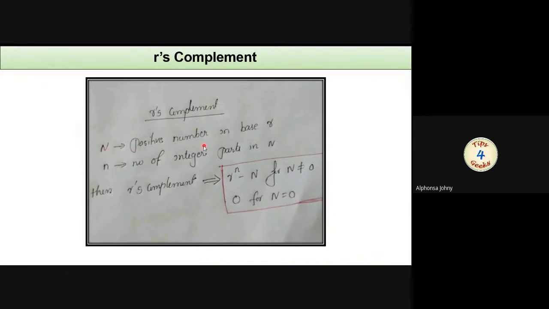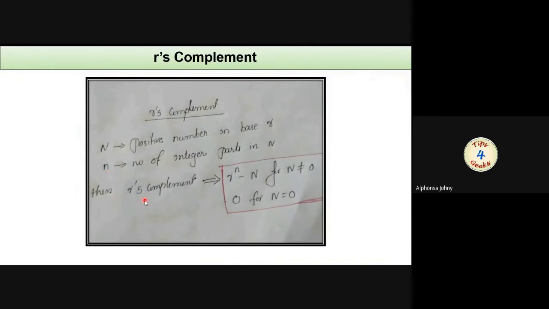Let N be a positive number in base R, where R is the radix or base of the number system. Then small letter n is the number of digits in the integer part of N. Suppose the number is 15.5 in the decimal number system. So N is equal to 15.5, and small letter n is the total number of digits in the integer part, which is 2. So small letter n is equal to 2.